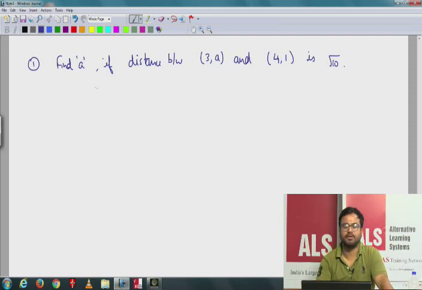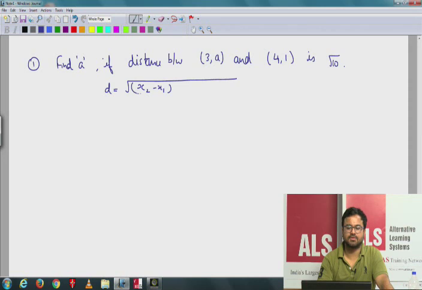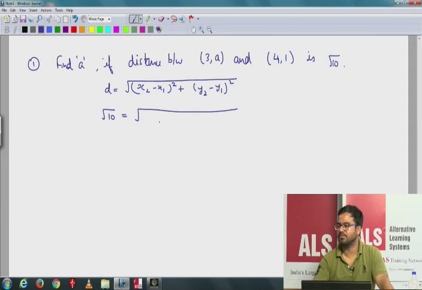Okay, and let me do this. So distance is root 10. So you already know the distance formula is square root of x2 minus x1 whole square plus y2 minus y1 whole square, right? Now the distance is root 10. So this is root 10. Just substitute.